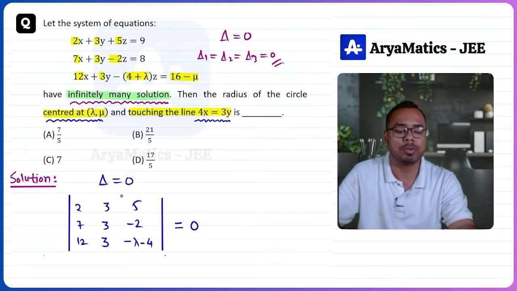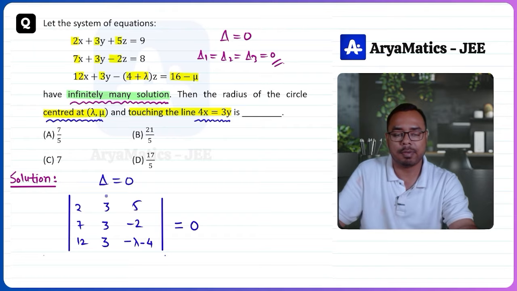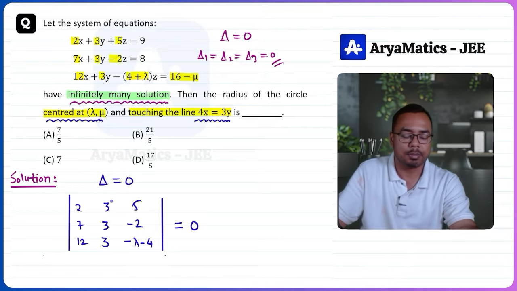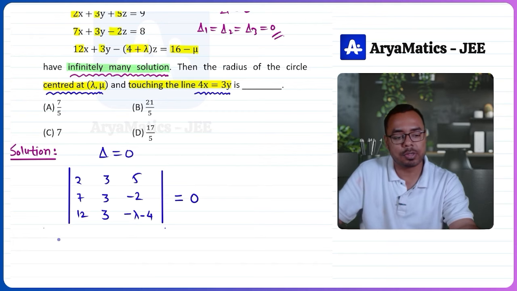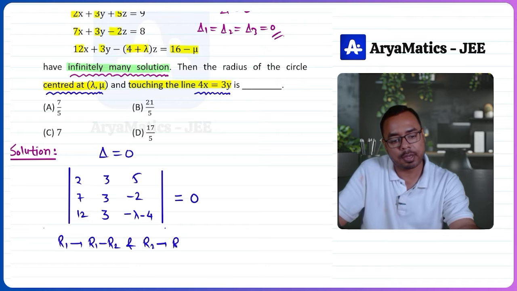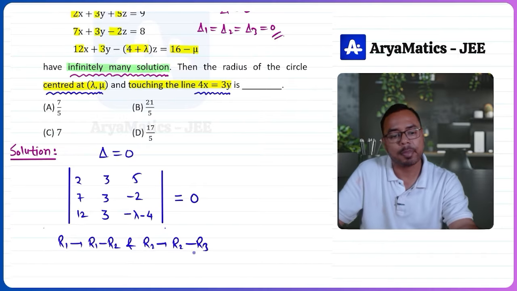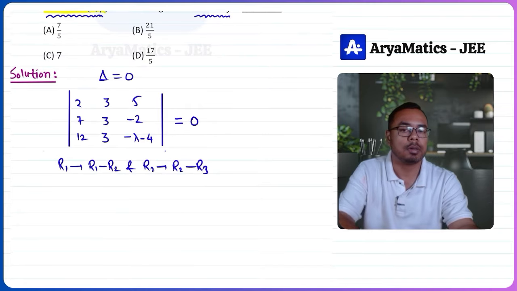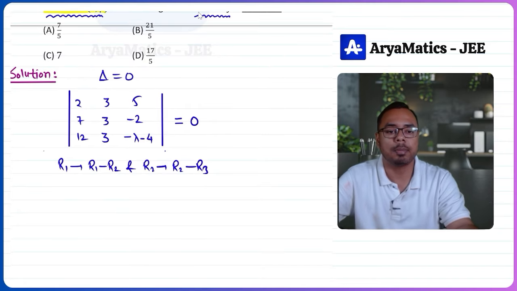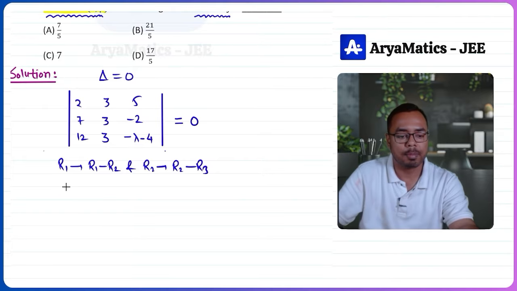If you want, you can create two zeros also, because we have an identical element in the second column. So if you want to create two zeros, you can do this row operation: in place of R1, you can write R1 minus R2, and in place of R2, you can write R2 minus R3. Using this row operation, we can get two zeros in one row or one column, and then we can expand along that row which has the maximum number of zeros.